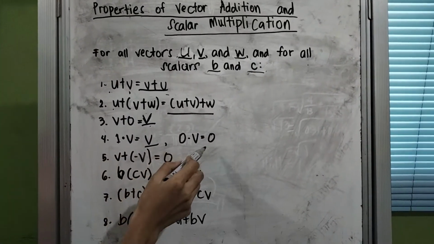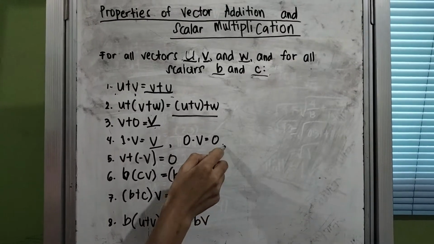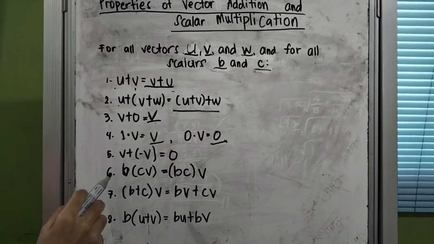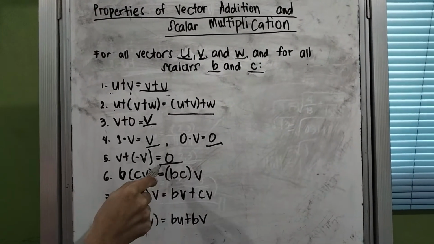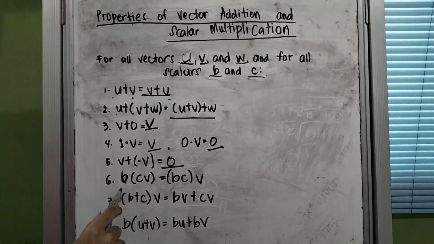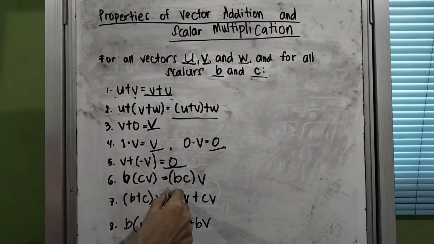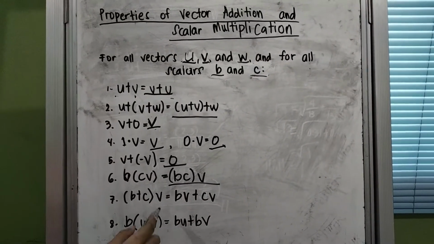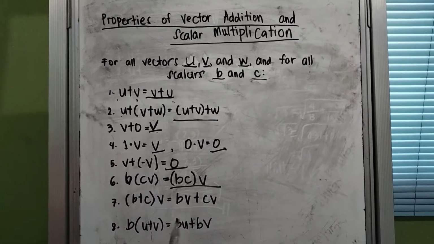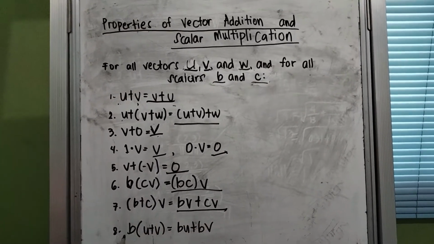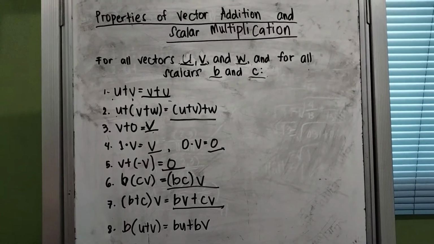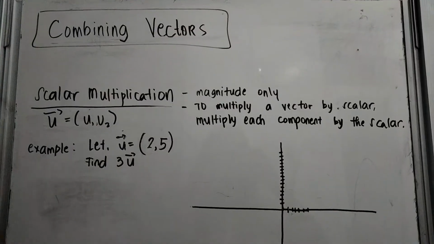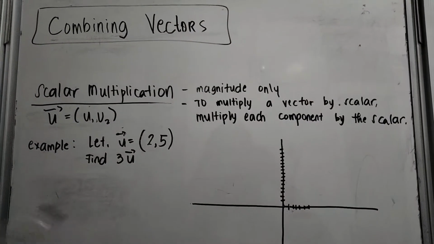And 0 times V is equal to 0. Kasi kahit anong number na imultiply sa 0 is equal to 0. And V plus the quantity of negative V is equal to 0. And B times the quantity of C times V is equal to the quantity of BC times V. And the quantity B plus C times V is equal to BV plus CV. And B times the quantity of U plus V is equal to BU plus BV. For combining vectors, we will add or subtract the corresponding components.